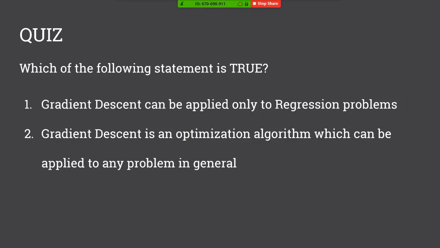Yeah, so it is a general optimization algorithm which can be applied to any problem in general. It's not necessarily for linear regression. Anytime you find a problem where you're trying to minimize something or maximize something, or you're trying to find the parameters of a few things, like AX1 plus BX2 plus CX3, you want to maximize the output of this function and find these parameters such that it will give you the best results.